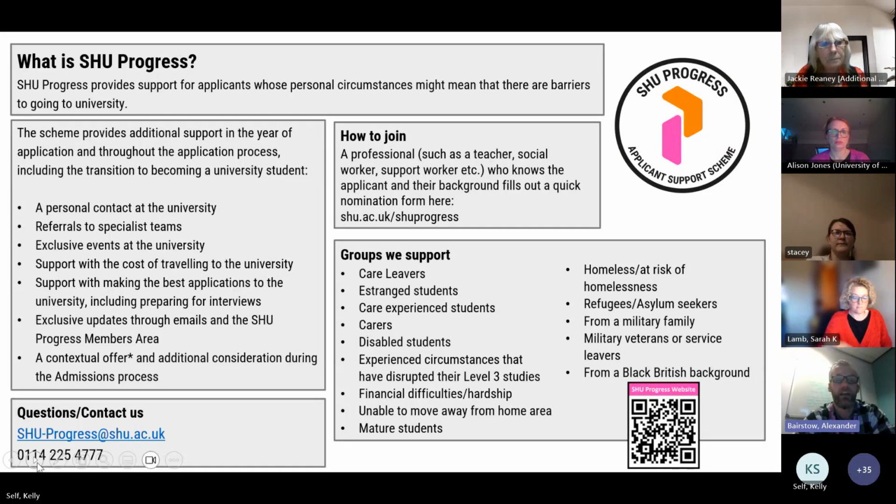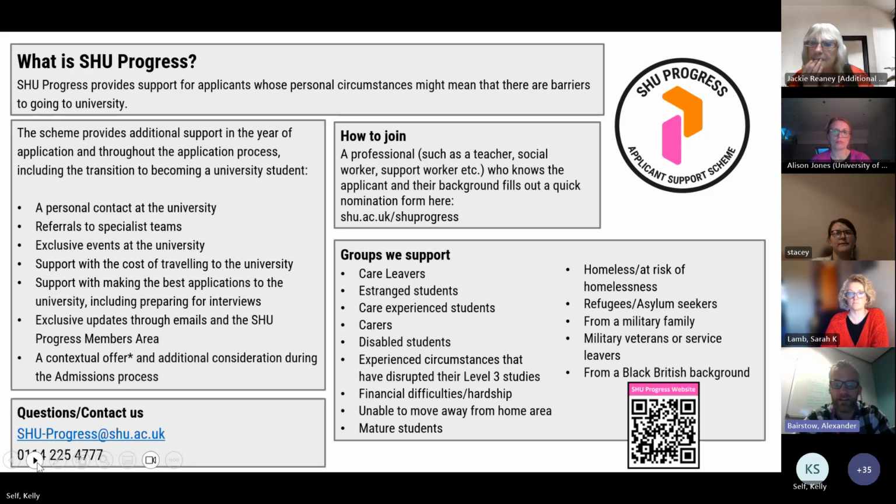If you look a bit in the middle, you'll see a big long list of student groups that we can support, and disabled students are in there. So if you are a disabled learner, then you are able to apply to SHU Progress. I won't list them all out, but that support can assist with things like having a named contact within the university, being referred to specialist teams across the university, exclusive events at the university, and some financial support as well.